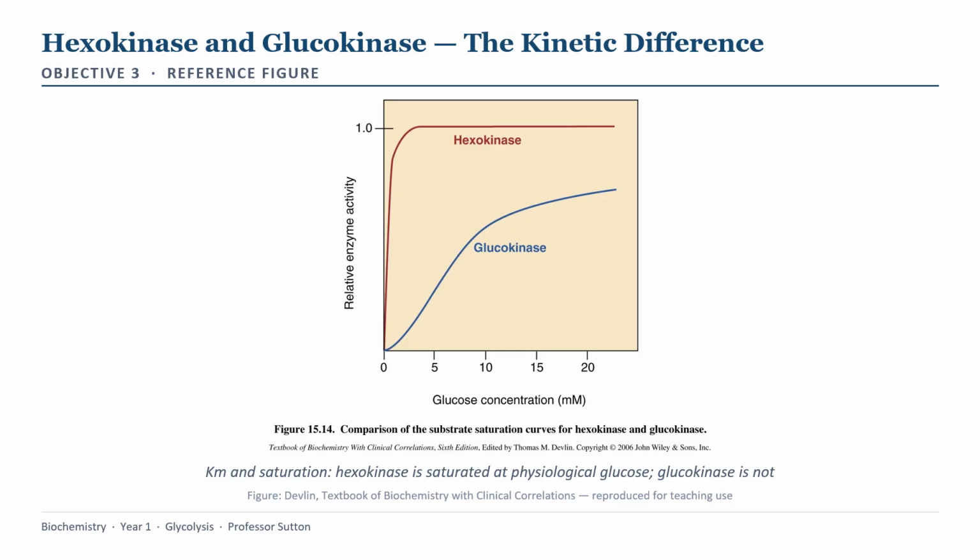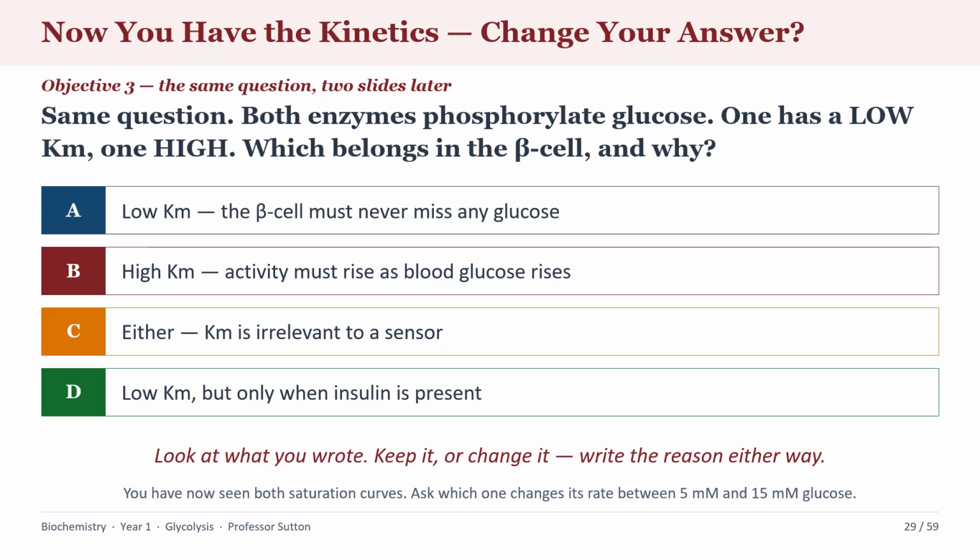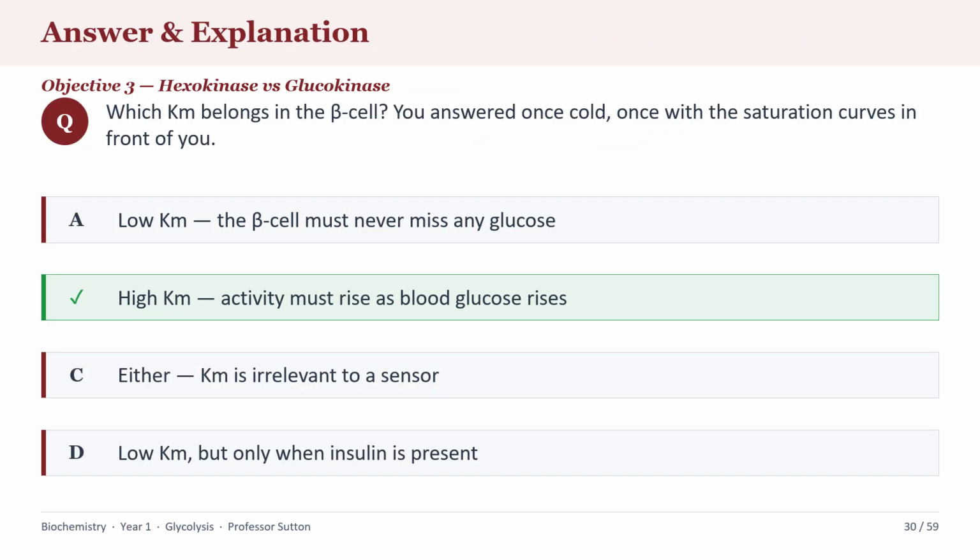Look at the curves. Remember, so there's your Vmax, Km is half Vmax. Look at that. Hexokinase is flat across the physiological range. Glucokinase climbs through it. The curve is the argument. Okay, look at the question. We just talked about this. You guys have this to review so you can see. High Km. The activity must rise as blood glucose rises.